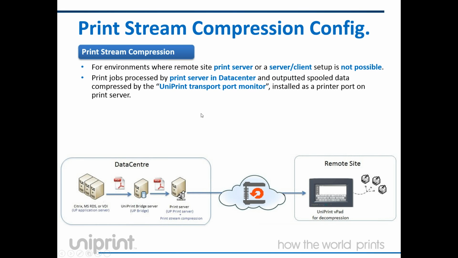And print stream compression utilizes the VPAD device as a remote site print appliance. So what happens is the user prints from the application server. The job is sent as a PDF over to the print server. The print server then processes the job, spools it, but then a UniPrint component, a port called the transport port, compresses the spooler output, and we can get about 85% compression on that data that comes out of the spooler.